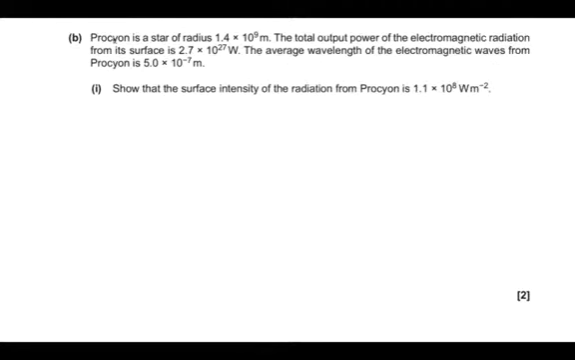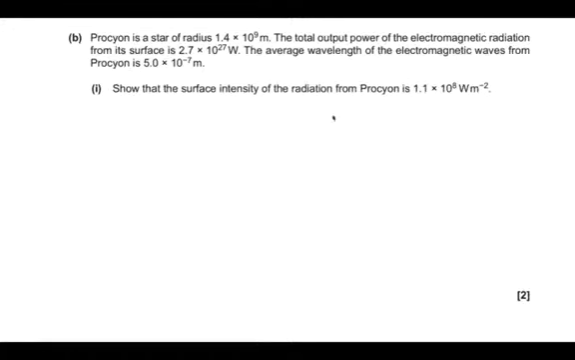For part B, there is a star with a radius. The total power output of electromagnetic radiation from its surface is this power. The average wavelength of that electromagnetic radiation is 5 × 10⁻⁷ meters. So we've got a radius, a power, and a wavelength. Show that the surface intensity of the radiation from this star is this number here, 1.1 × 10⁸ watts per square meter. Now, the important word in this particular question is show that.